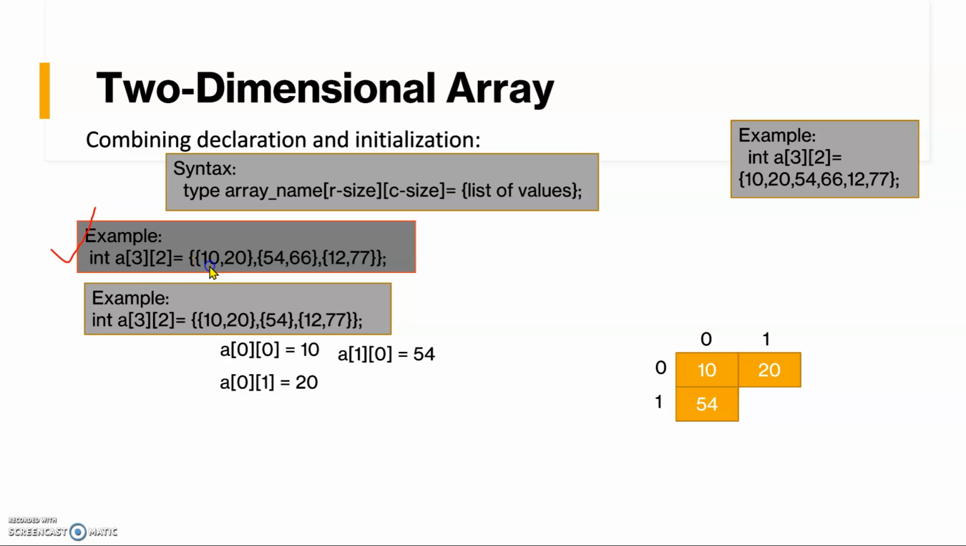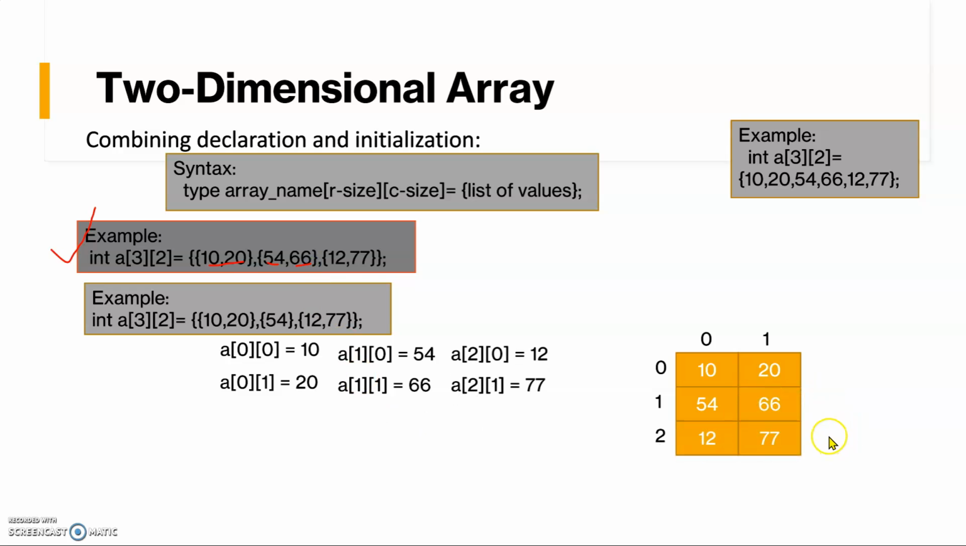So first value will be 10, 20 is already stored. Next value is now 54. That will be indexed with A of 1 0. Okay. Next value is A of 1 1, that is 16. That will be stored in your fourth memory location. And then the remaining two values will be stored like this. So this is how memory will be allocated.